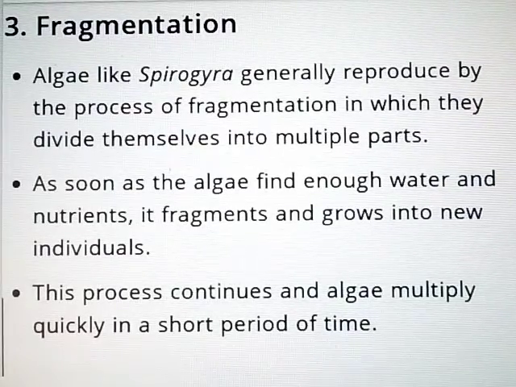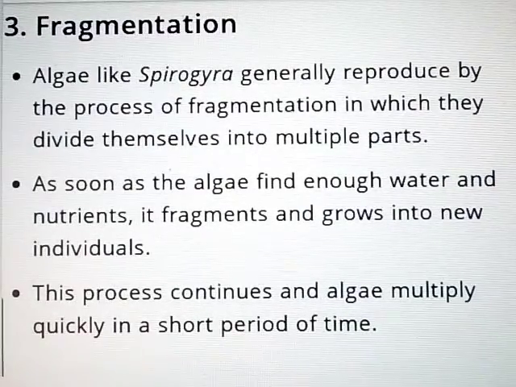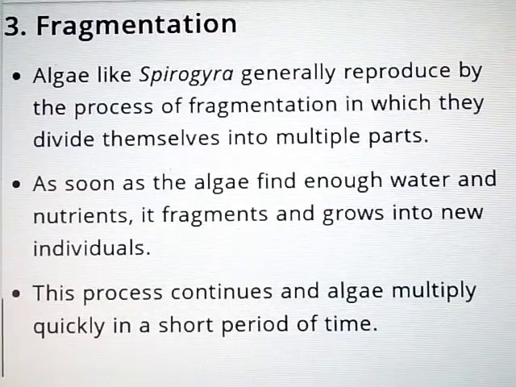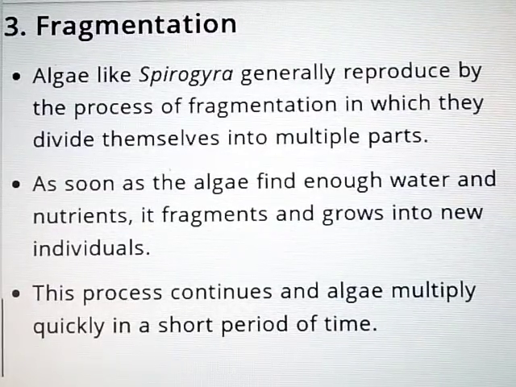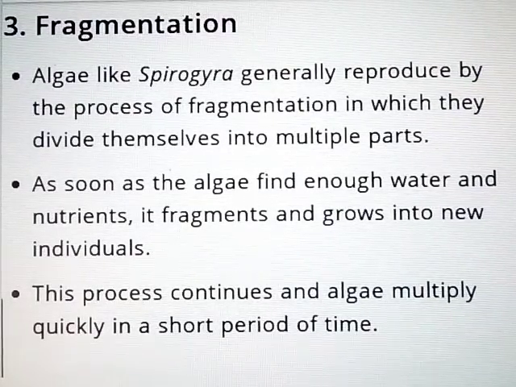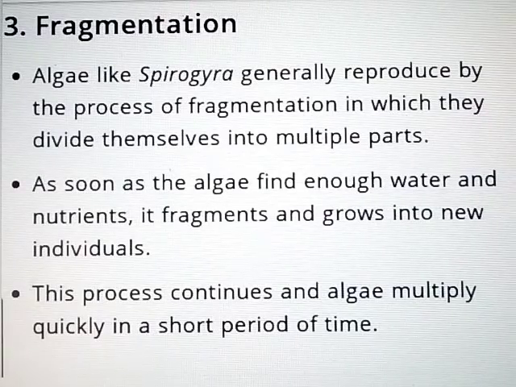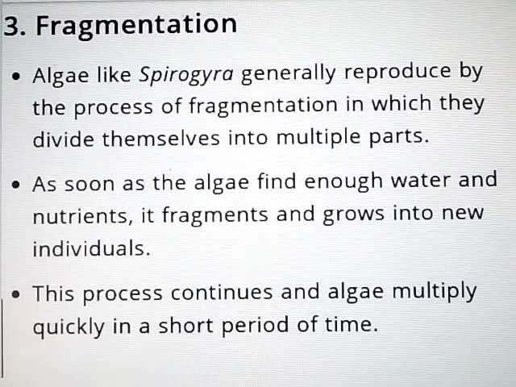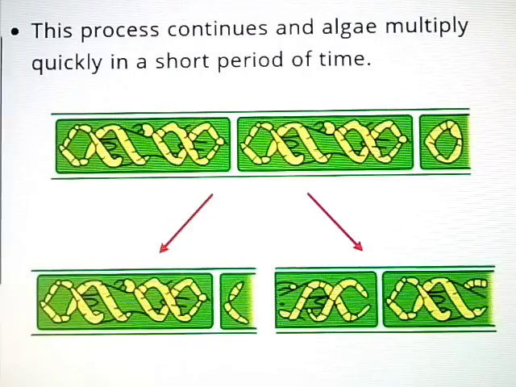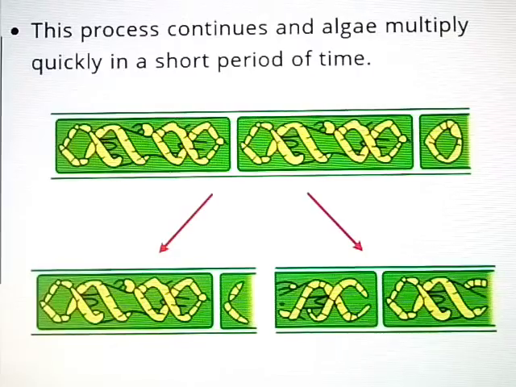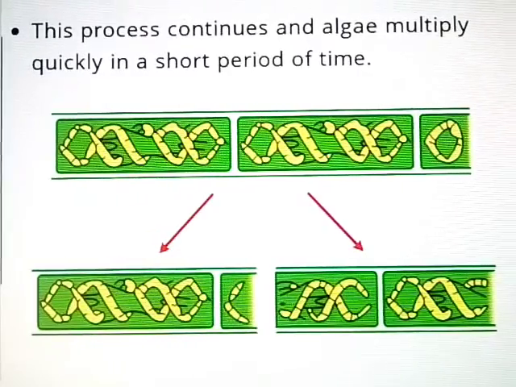Fragmentation. Algae like Spirogyra generally reproduce by the process of fragmentation, in which they divide themselves into multiple parts. As soon as the algae finds enough water and nutrients, it fragments and grows into new individuals. This process continues and algae multiply quickly in a short period of time.